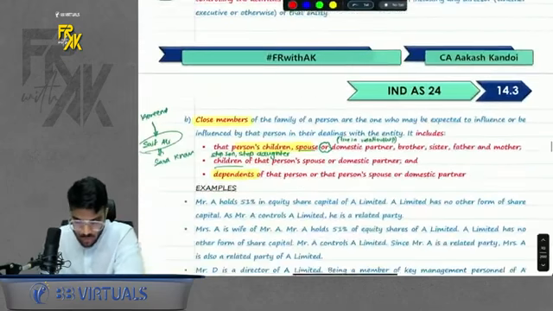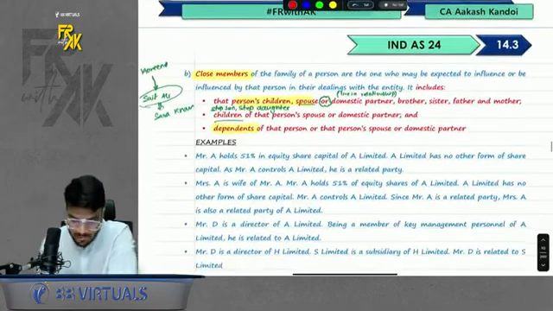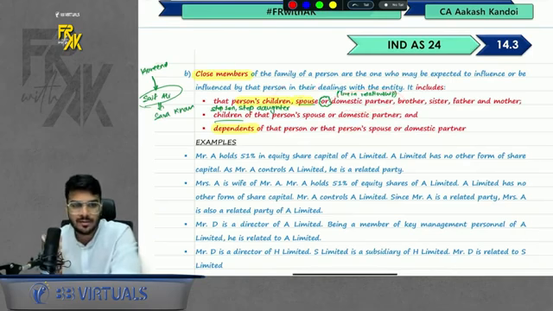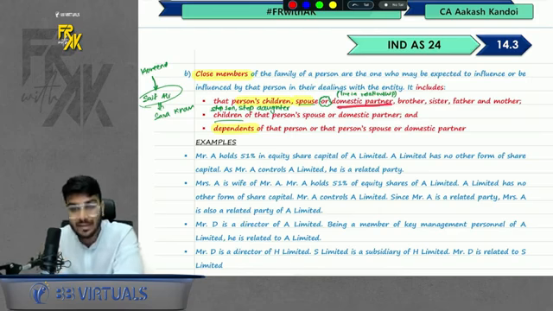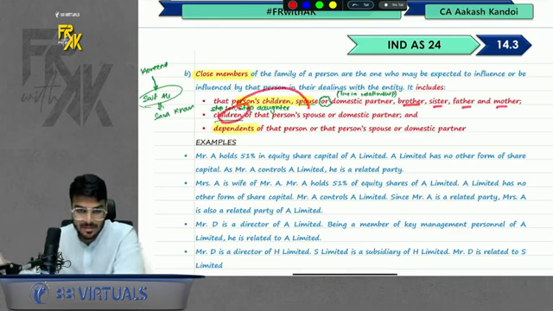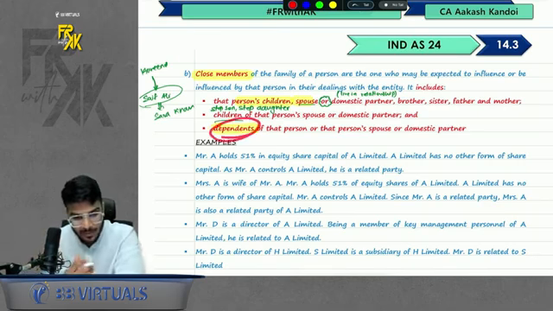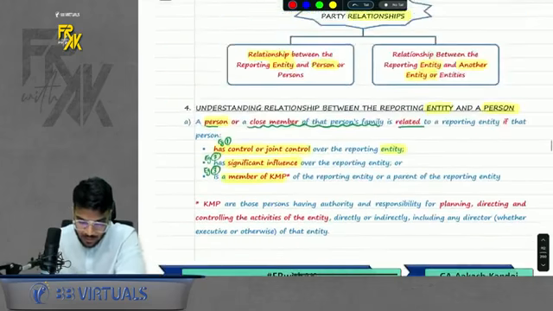Now the question is, who all will be covered in close member? Simple. Your children, your spouse, or your domestic partner. Domestic partner means if you are staying with someone but not married, so a live-in relationship basically. Brother, sister, mother, father. Children of that person's spouse or domestic partner. Sometimes you might have married someone who already has a son or daughter, so basically your stepson and stepdaughter are also covered. And all your dependents are covered. So basically if you are related to someone, your close members are also related to that someone.